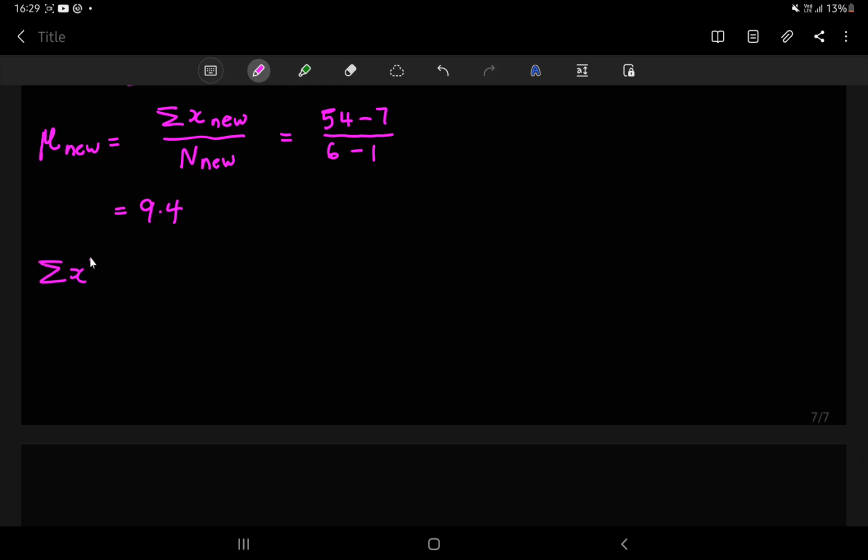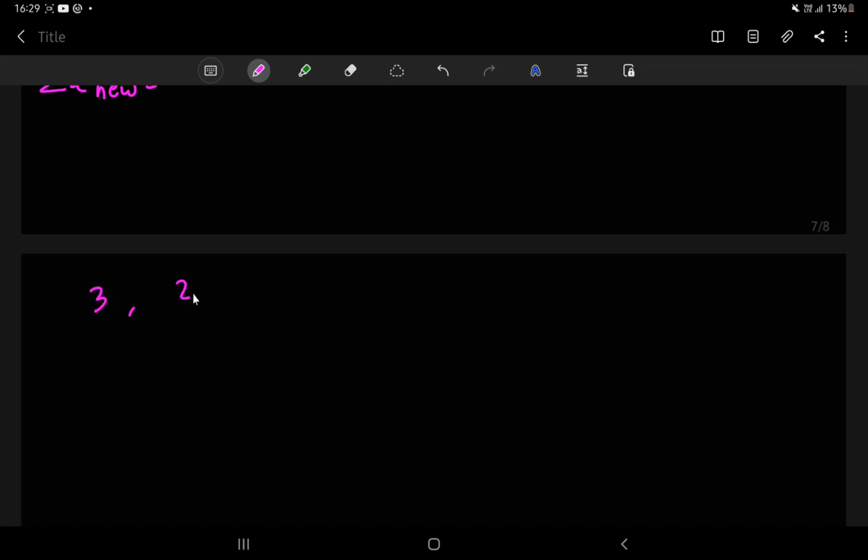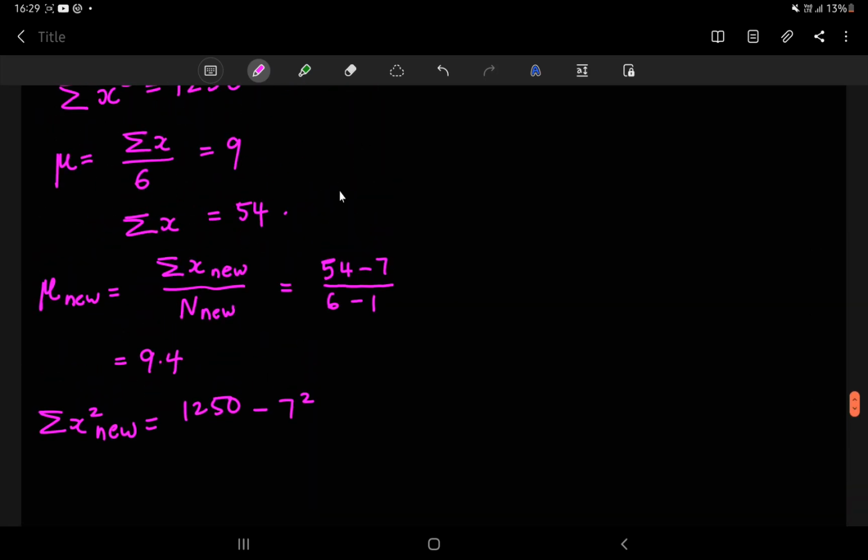And then we want to find the new sum of square. Previously it is 1250, but because we remove 7 from our data, we minus 7 square. This sum of square is the data set which we square individually. For example, if we have 3, 2, 7, 5, 6, 1, the sum of data is 3 plus 2 plus 7 plus 5 plus 6 plus 1. When we remove 7, we just minus 7 from this sum of x. So that's why over here I minus 7.